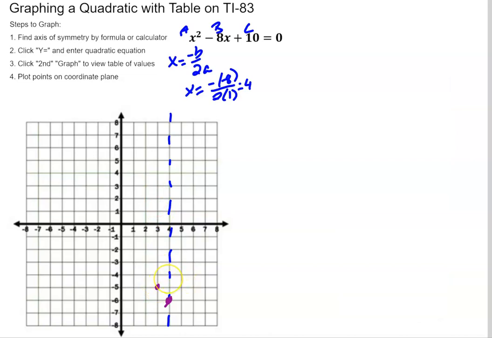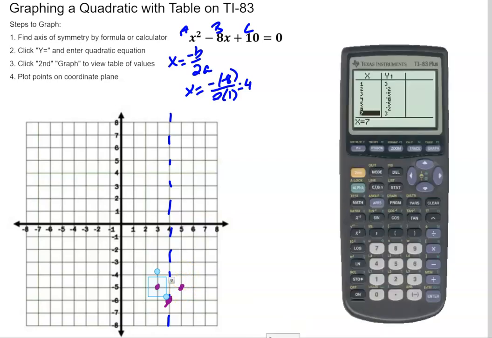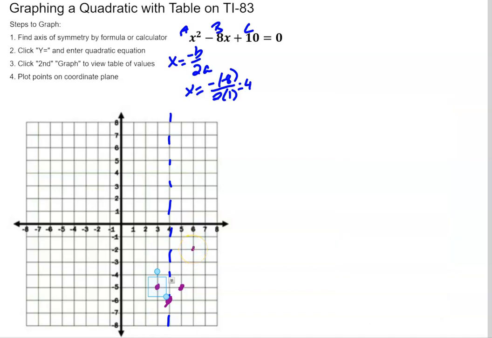And I can mirror that. Since I'm one step to the left of the axis of symmetry, I can go one step to the right of the axis of symmetry. Then I go right to my next point. Let's see, we'll have 6, negative 2, and I'll have 2, negative 2. So 6, negative 2 would be here, and I would have 2, negative 2 right here.